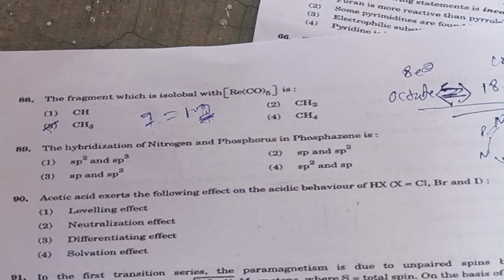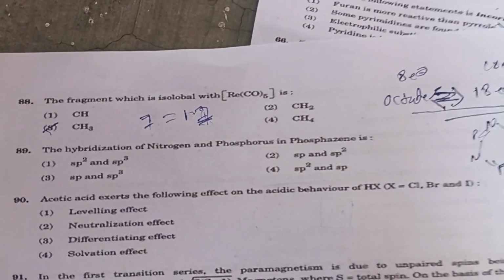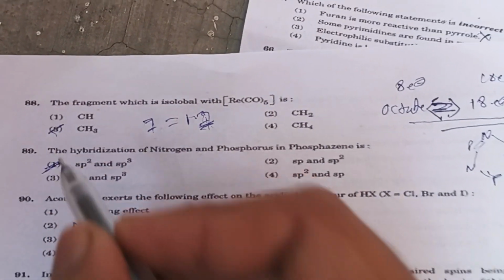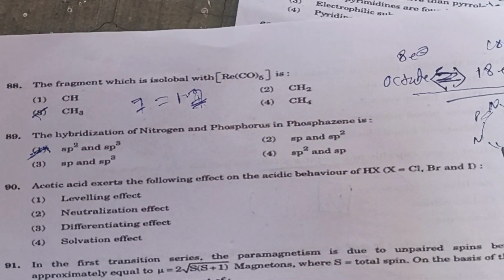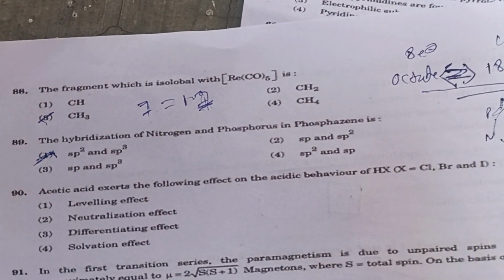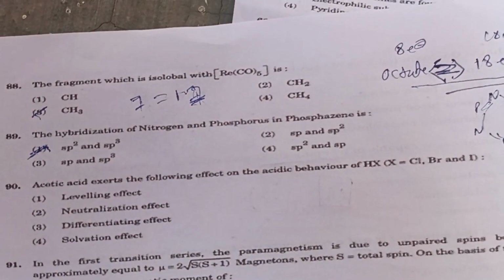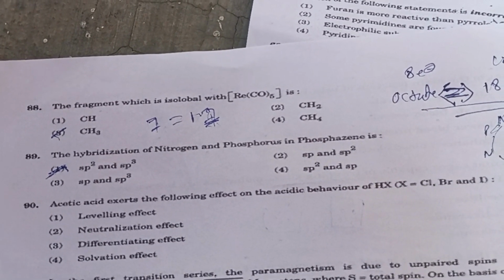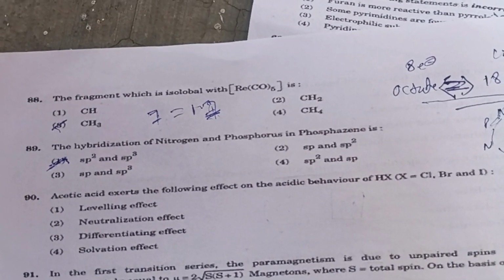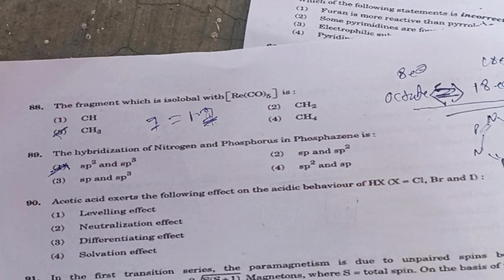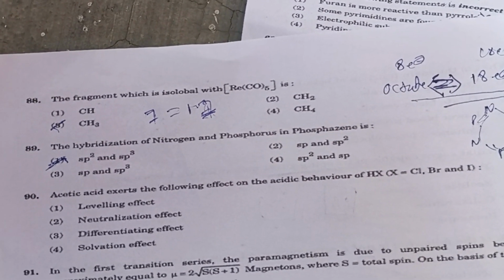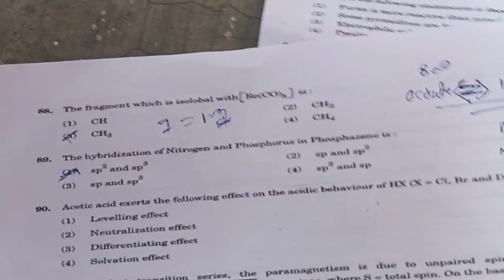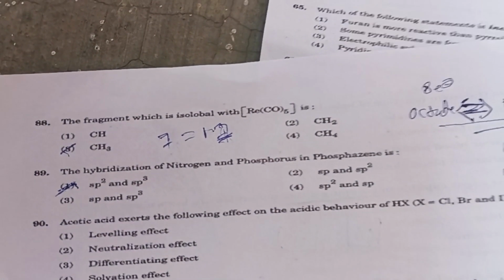So here the hybridization will be sp2 and sp3. So the first one will be correct, since nitrogen is sp2 and phosphorus will be sp3. Since there is a double bond and a single bond, nitrogen contains the double bond and phosphorus contains the single bond. Since there is a double bond, there will be a p orbital, and since there is planar nature, sp2 will be there, and for phosphorus there will be sp3.